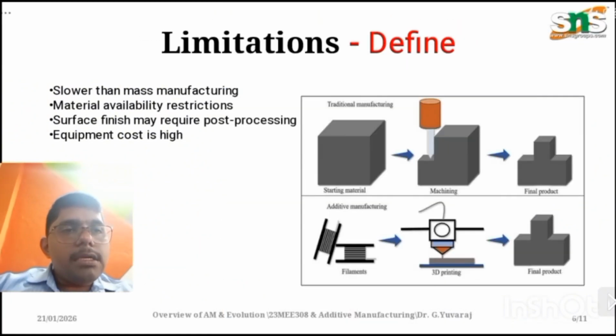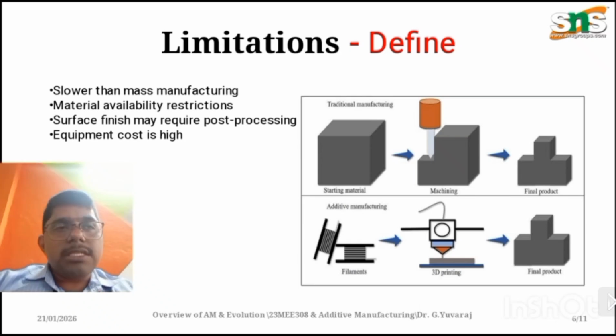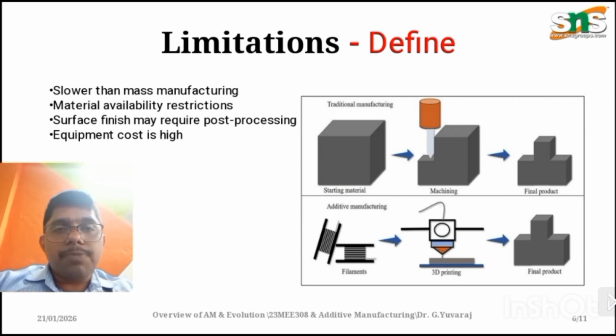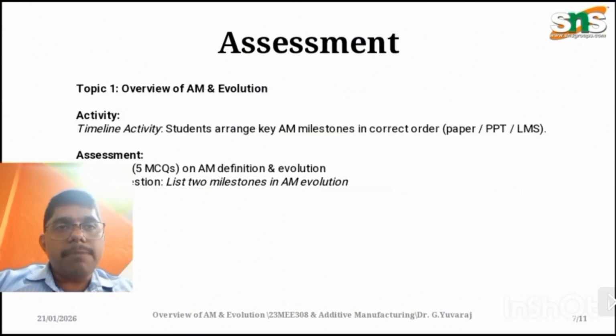Okay, and the major limitations: it is slower than mass manufacturing, since it involves only small weights. Material availability is also a limitation; preferably they use ceramic-oriented metals and some lightweight materials, and the material options are very limited. The surface finish may require post-processing after production, and the equipment cost is very high.